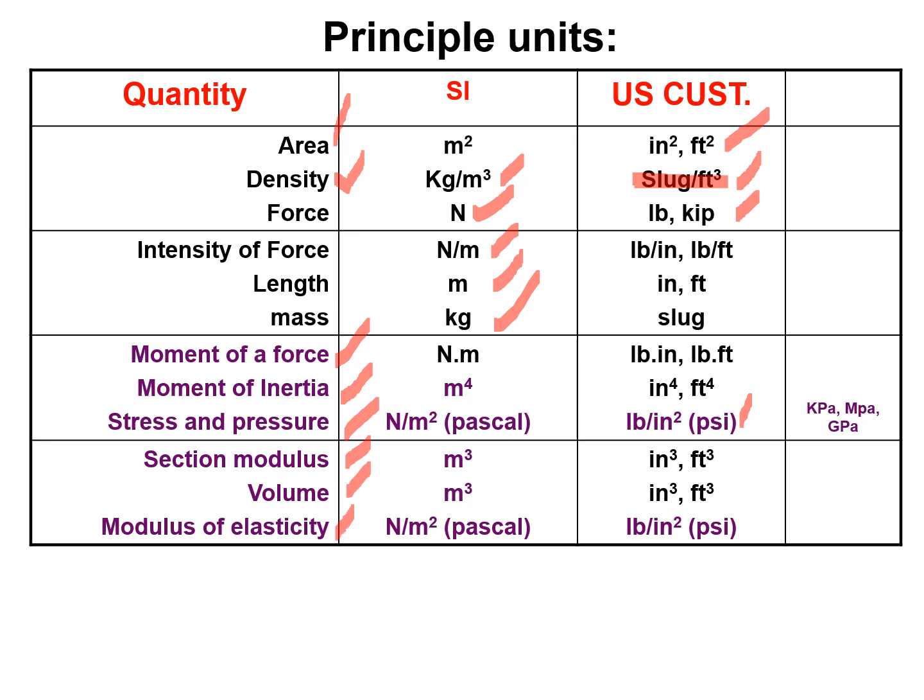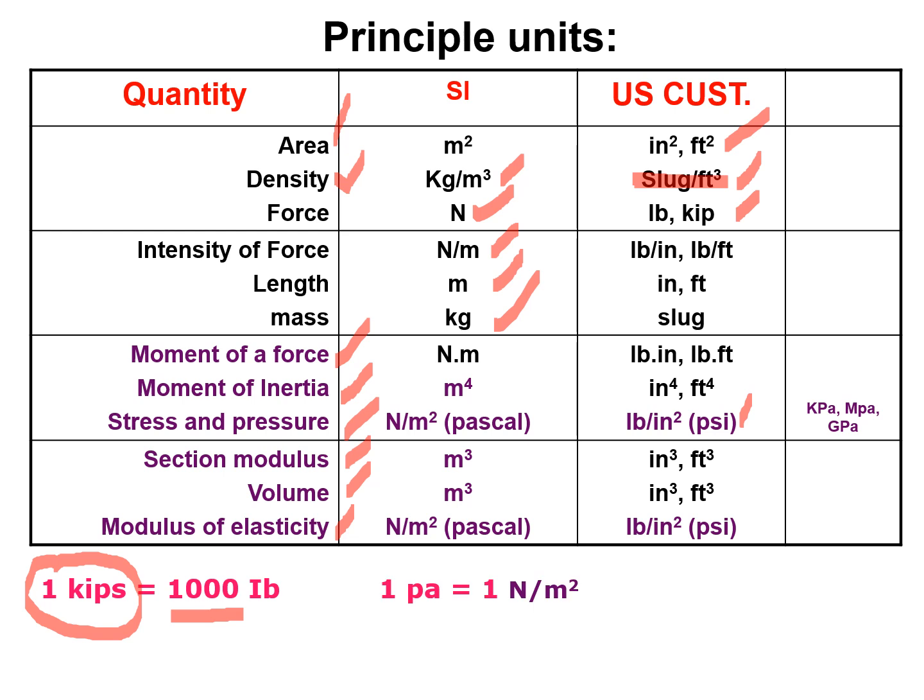Okay, look at this. You know this unit here? Kip. What is kip? In Malaysia, we don't use kips all the time. In the US, they use kip. Kip stands for kilopound. So 1 kip or 1 kilopound is equal to 1,000 pounds. And you must understand also that 1 Pascal is equal to 1 Newton over meter square.